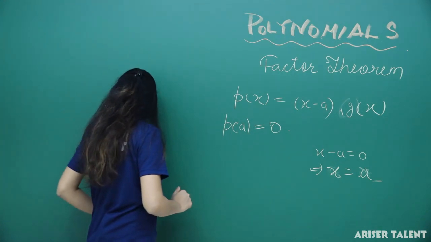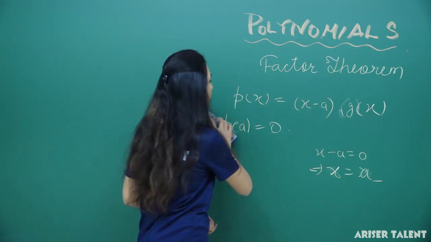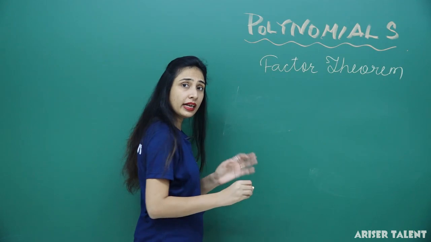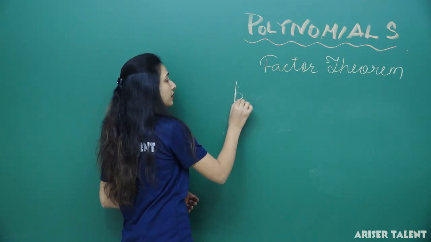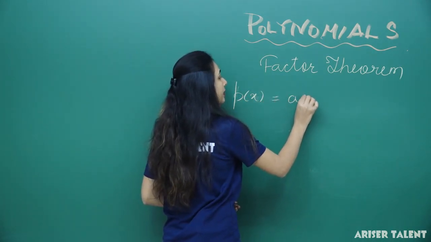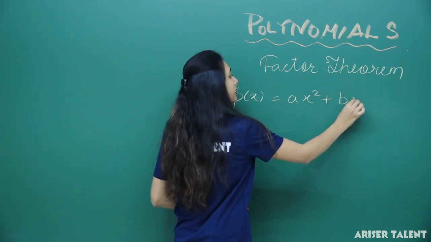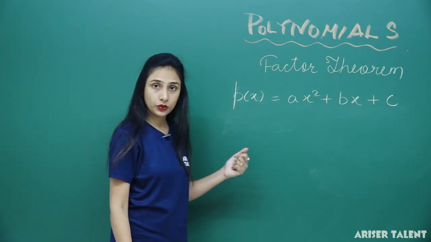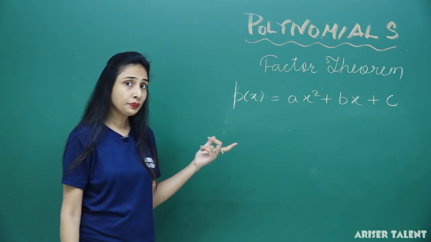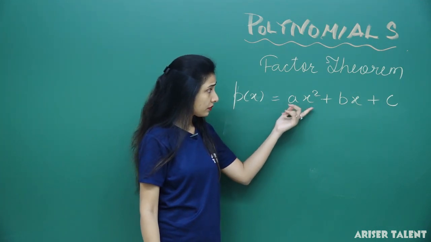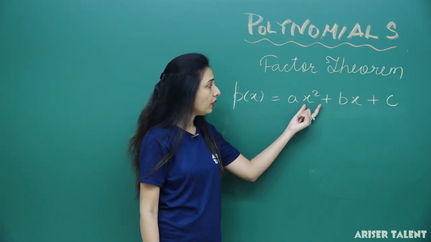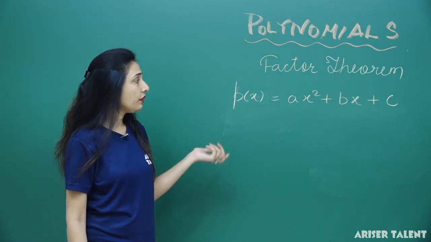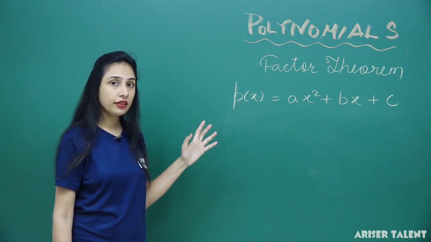Now, what will we do when we get some questions? Suppose we have p(x) equals ax square plus bx plus c. This is a polynomial of degree 2, basically a square term, so you have a power of 2. Now, what you have to do is find the factorization of that.